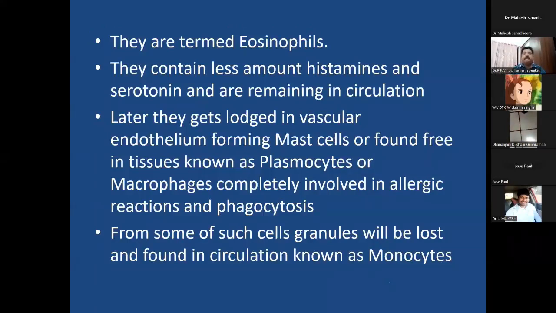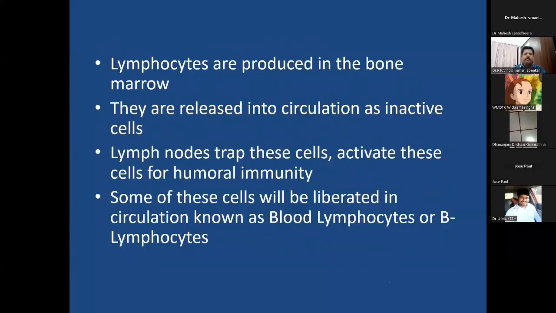They'll be creeping outside the blood vessels and through the tissues because they have pseudopodia. They are known as plasmocytes or plasma cells or macrophages. They are completely involved in allergic reactions and phagocytosis because they move very quickly. From some of these cells, granules will be lost and they are found in circulation, known as monocytes. At last, monocytes will occur as a latent phase of leukocyte formation. They are found in circulation, but very few in number.